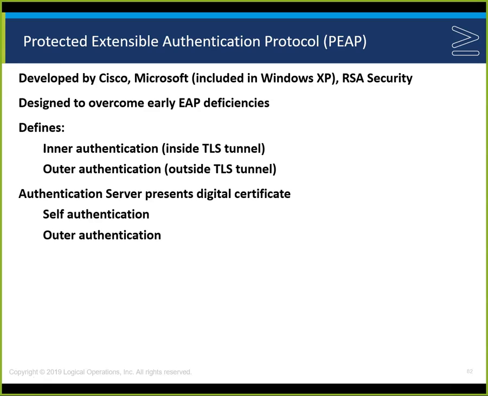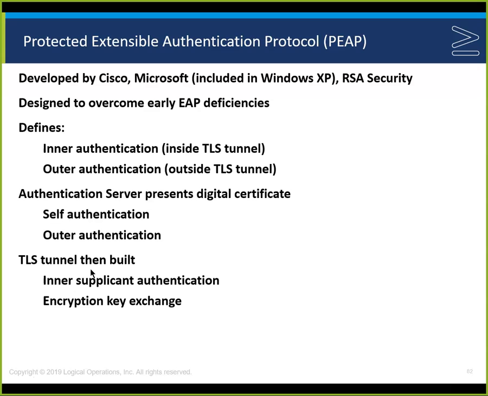The authentication server presents a digital certificate. In this case, the server authenticates to the supplicant, but the supplicant does not do mutual authentication to the server. Outer authentication is going to happen with these things, and the authentication server presents the digital certificate. We're going to build a tunnel, and then the TLS tunnel is built. The inner supplicant authentication and the encryption key exchange. Again, we're going to create a tunnel to do the negotiating with, to create the final tunnel that we will use.